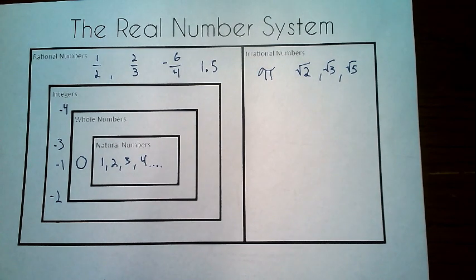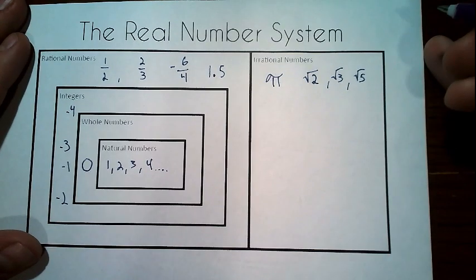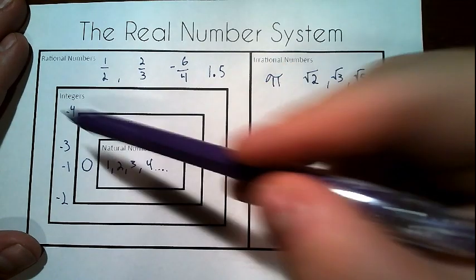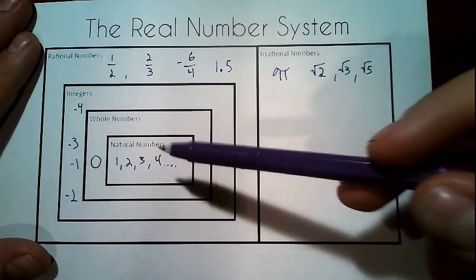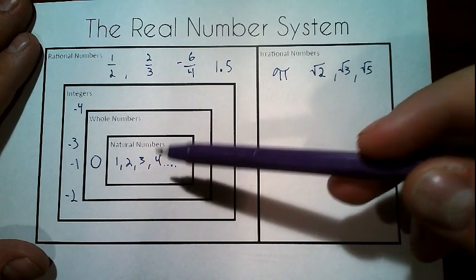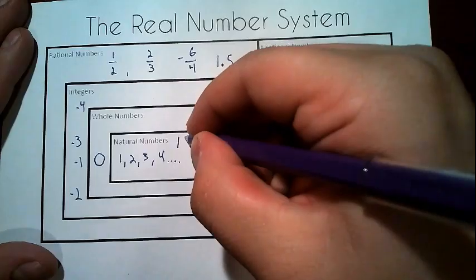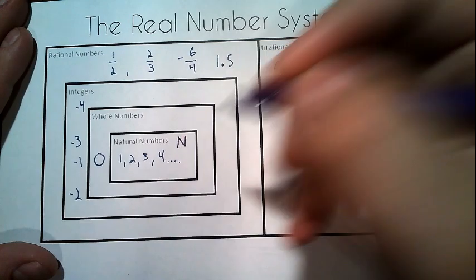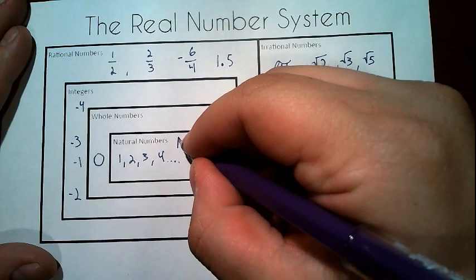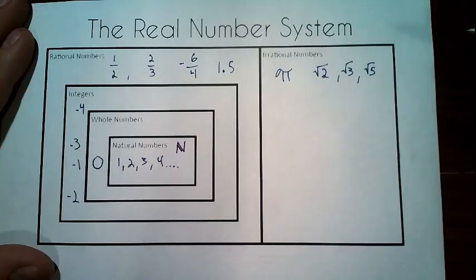And I also want to show you a way we represent these different types of numbers. So in math, when we're talking about the natural numbers, we often use this symbol, and it's an N for natural, but that N has an extra line in the middle.